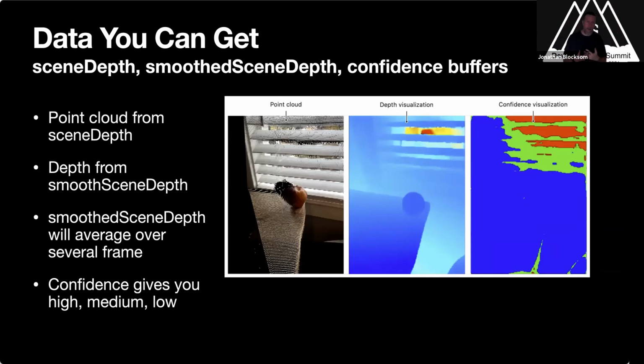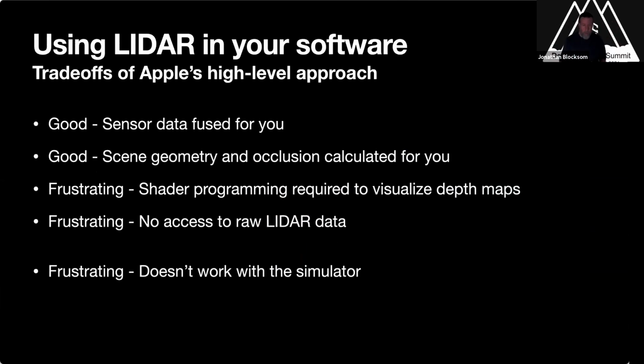And then on top of that, there's also a confidence map. So if you know that you're in a place where there's not going to be many points that you're interested in, like you're mostly interested in the wall behind a bunch of things, you can say, okay, just give me the really high confident points and filter out all the rest. So those are some things you can get with the confidence buffers. We talked about this a little bit before about how the sensor data is fused for you.